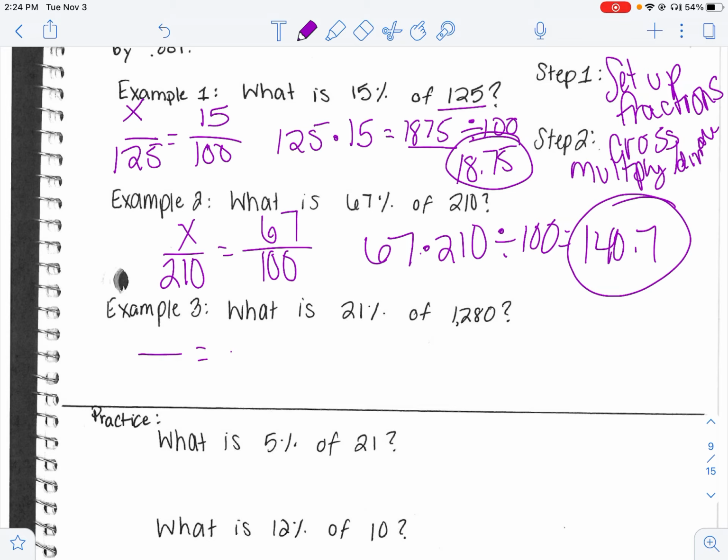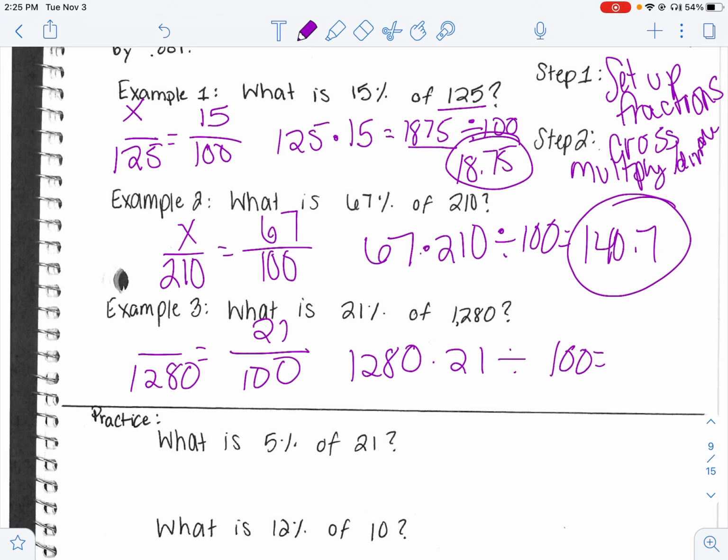And then our last one, set up our fractions again. What is 21% of 1280, excuse me. So 1280 times 21 divided by 100. When we do the multiplication, we get 26,880 divided by 100 is 268.8.